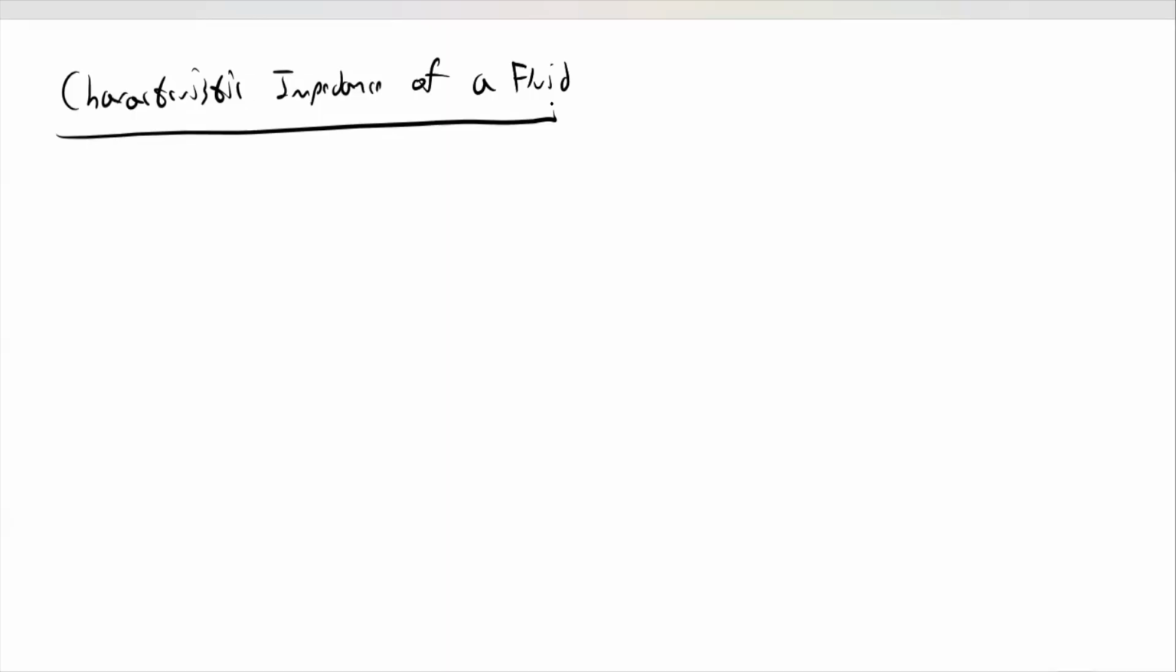In this video, we will derive the characteristic impedance of a fluid. First, what is impedance? Often in acoustics, we talk about a specific acoustic impedance, which is equal to the pressure over the particle velocity. To find the characteristic impedance of a fluid, we want to find the specific acoustic impedance of a plane wave. So this here is just definitional, but let's consider now a plane wave.